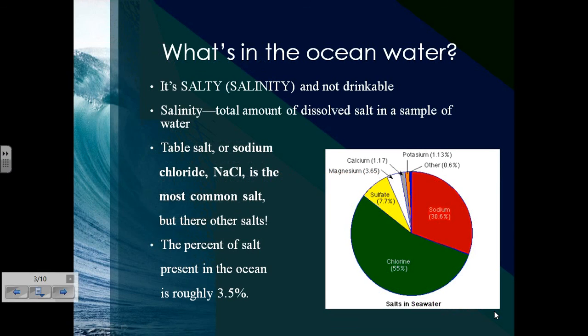Now, what's in our ocean's water? Well, guess what? It's salty. If you haven't had a chance to see it or taste it, yes, it's salty. And yeah, it's not drinkable. In fact, drinking too much of it would certainly dehydrate you.